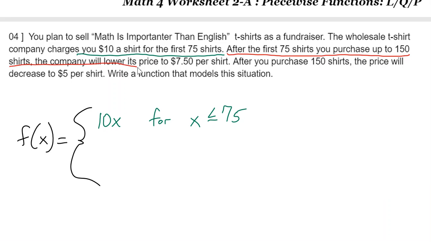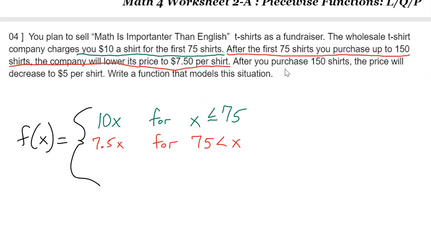that's $7.50 per shirt. All right, so they're now only charging $7.50 per shirt for when x is greater than 75 up to 150. Now the question is, does 150 count for the $7.50 price or the $5 price?